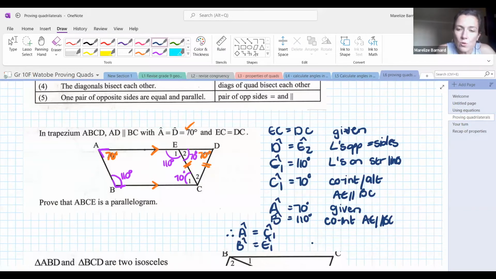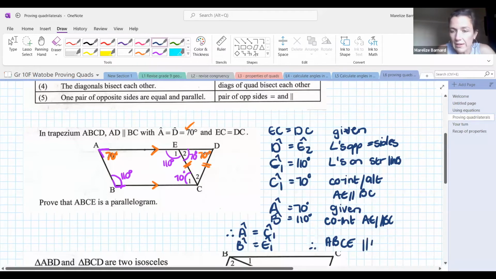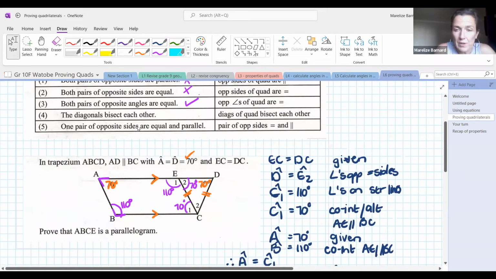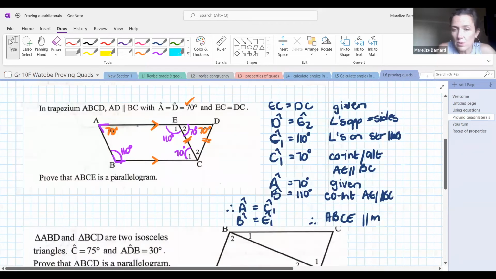And therefore, we can say ABCE is a parallelogram, both pairs of opposite angles equal, and we can only give a reason from this list here. And that list is number 3, both pairs of opposite angles equal.